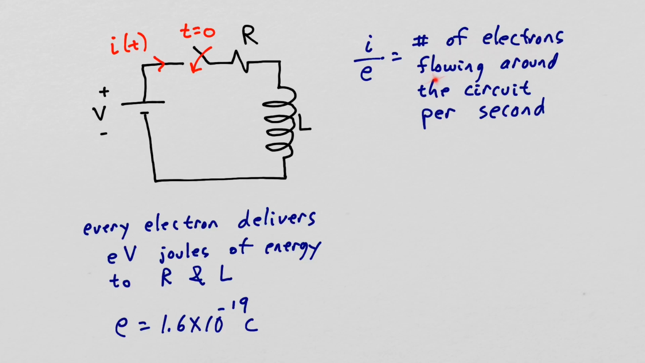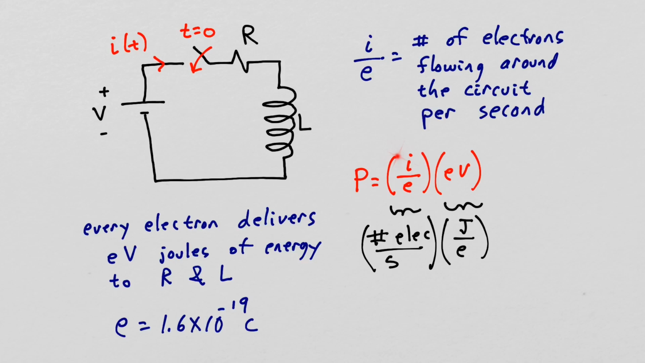If you take the number of electrons flowing around the circuit per second and multiply it by the amount of energy being delivered by each electron to the circuit, you obtain the energy being delivered per second, which is just the power, I times V.